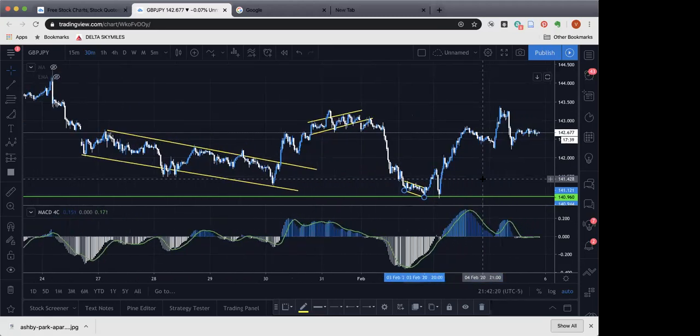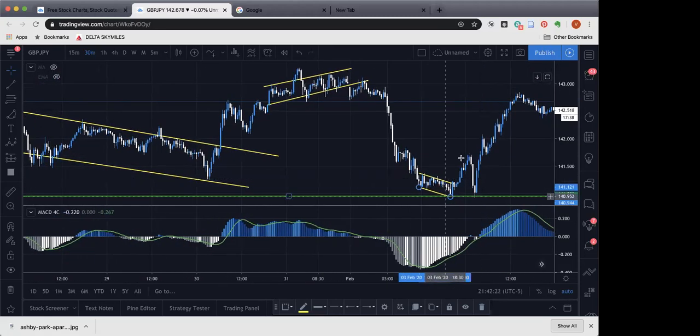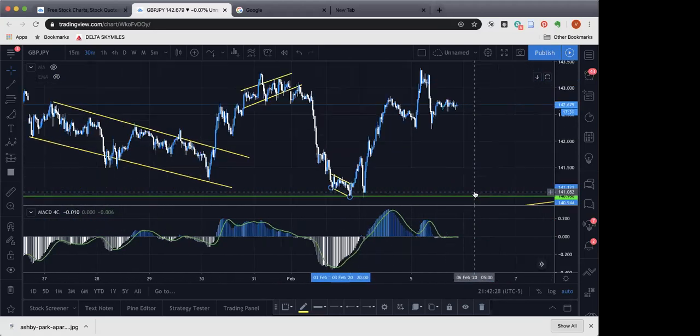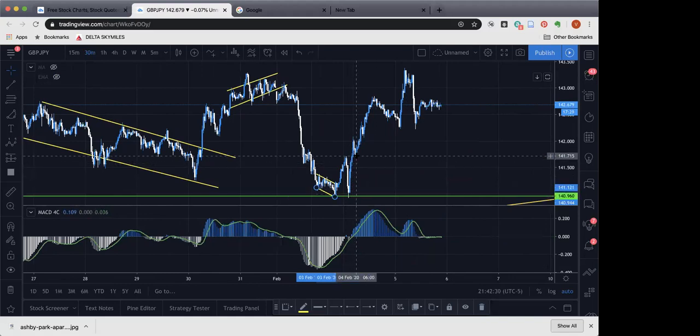Then guess what? It broke out. It came back, reversed, retested its zone. It sprung up off of this zone again. It flagged, sprung up. And now what are we getting right here?